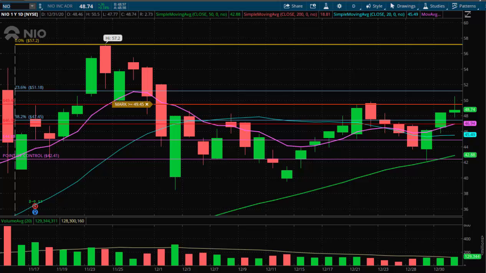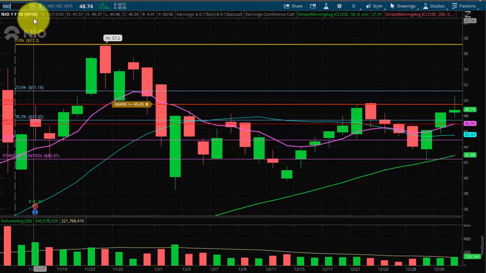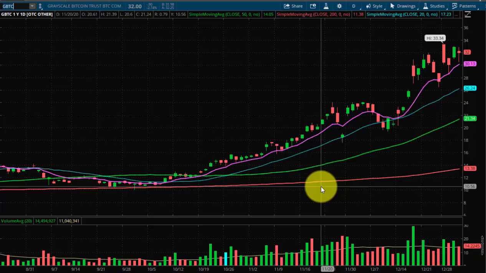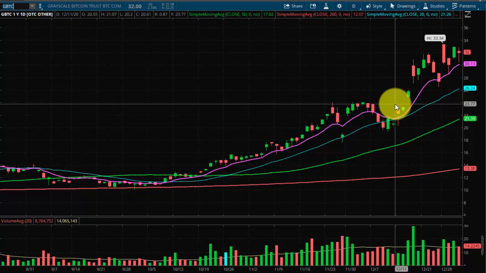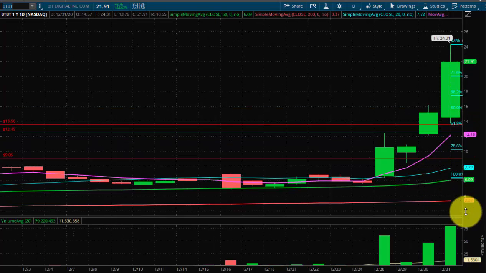Now for blockchain, the issue I have is that Bitcoin's actually running up very, very fast. You could even look at GBTC, the Bitcoin Trust, but basically it's making it more difficult to trade these blockchain stocks. I'm not saying you can't make money on them, I'm just saying it's more difficult. And some of them, like BTBT, are just going up way too fast. It's not really that sustainable of a move.